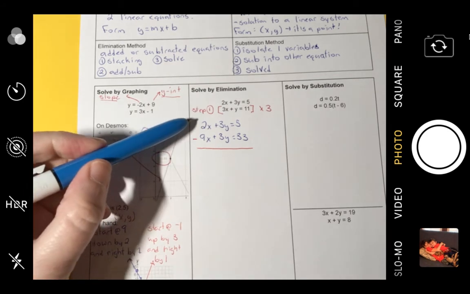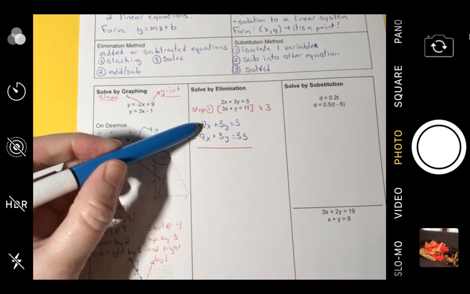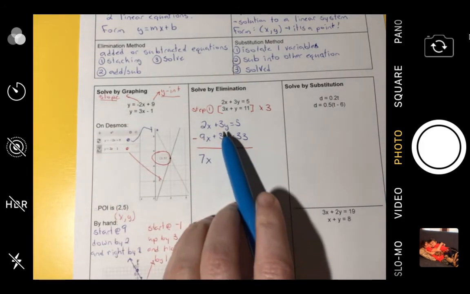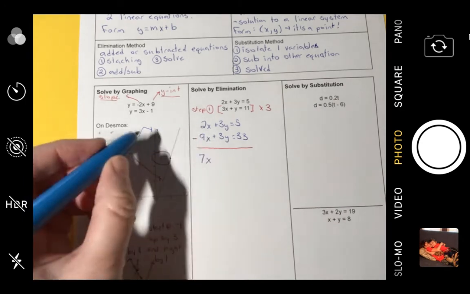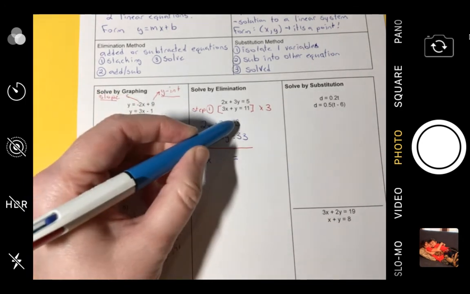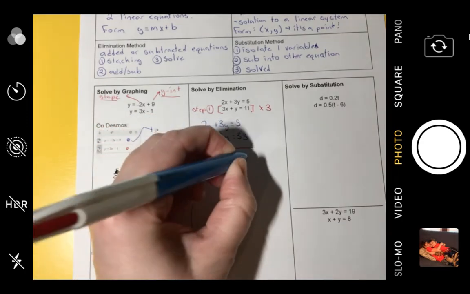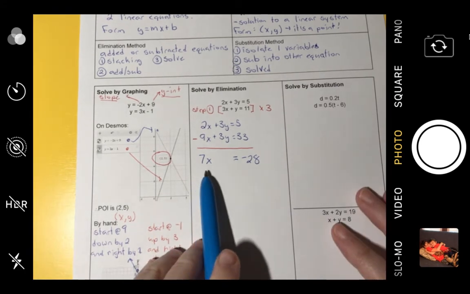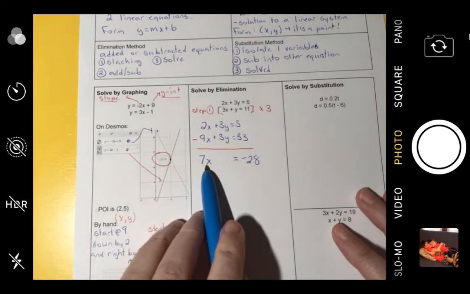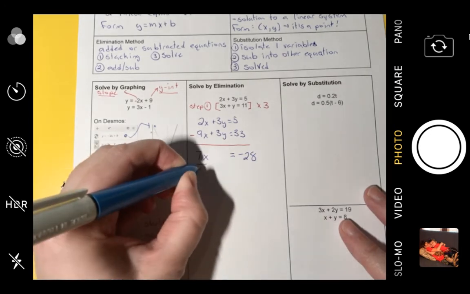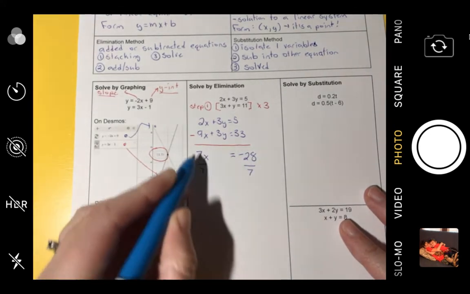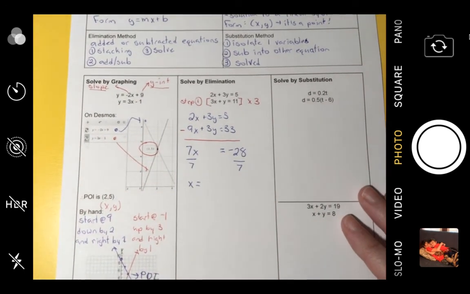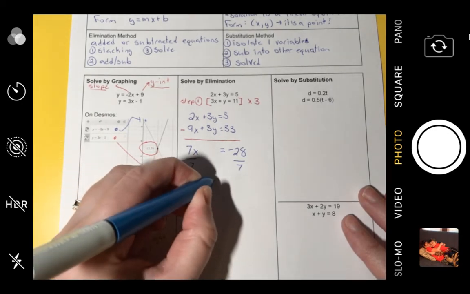So let's subtract. So remember, you're going to do 2x minus 9x, so 2 minus 9 is 7x. 3y minus 3y is 0, so we're done there. And then 5 minus 33 is negative 28. Okay, so now we have 7x equals negative 28. So we're going to solve for x here. So we're going to divide by 7 each side to get rid of that x. So our x is going to be negative 28 divided by 7, which is negative 4.